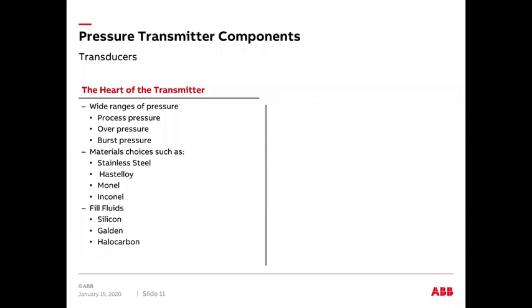There's material choices: stainless steel, Hastelloy, Monel, Inconel, different types of materials that can be used in a transducer, and a lot of different fill fluids such as silicone, Galden, and halocarbon.